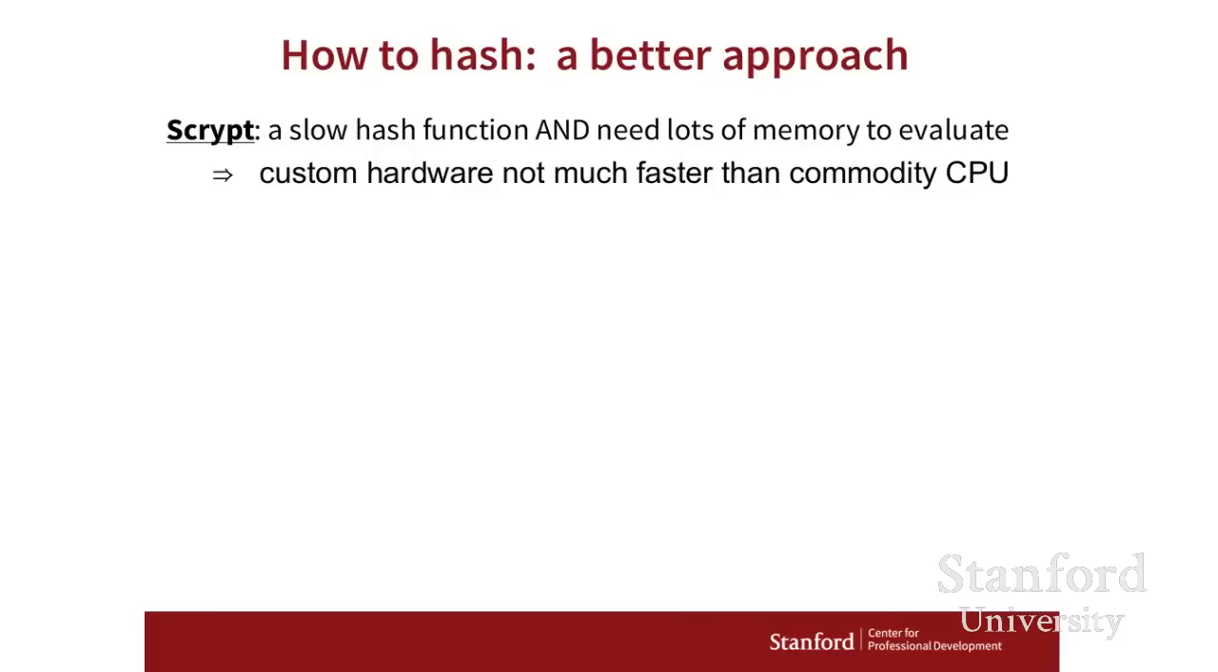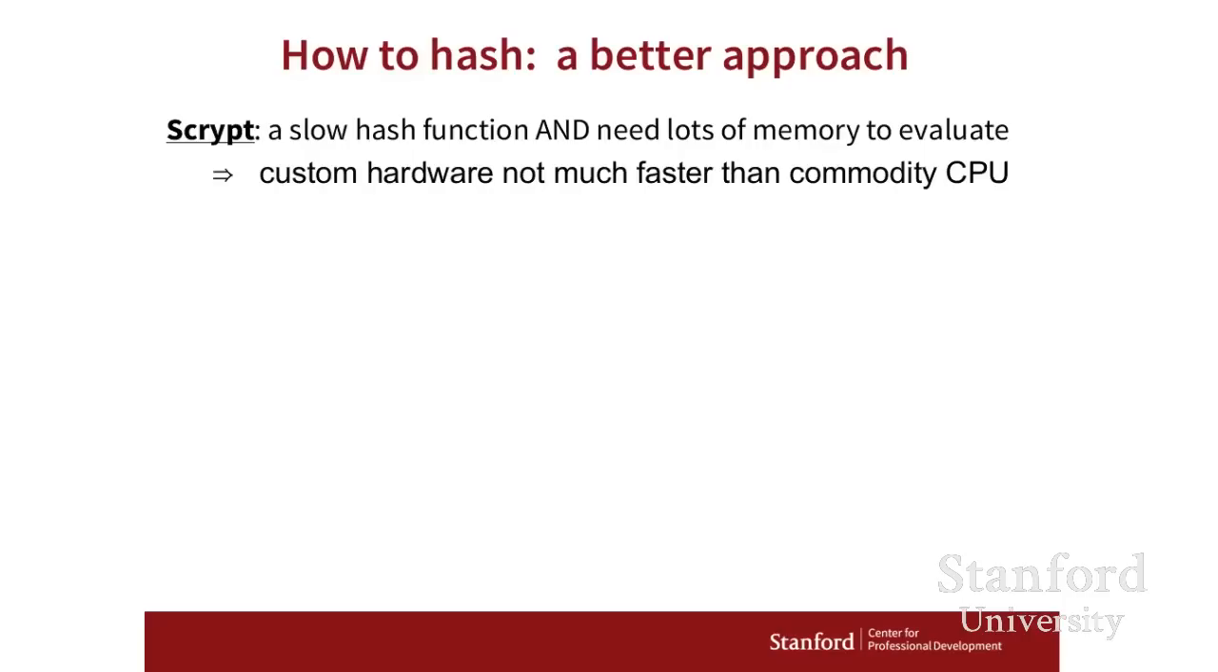The idea basically says, let's use a hash function that isn't just slow, that isn't just hard to evaluate, but also takes a lot of memory to evaluate as you're computing the hash function. Now, if you think about what the custom hardware has to do, it can't just use a little piece of silicon to compute the hash function. It has to use the little piece of silicon, but right next to it, it has to allocate a large buffer of memory that's needed to evaluate the hash function. So that's the idea behind Scrypt.